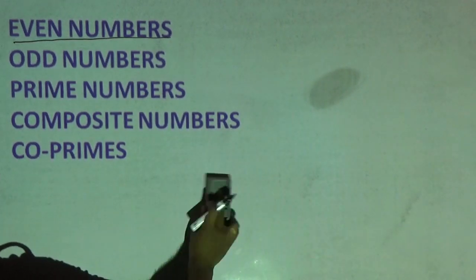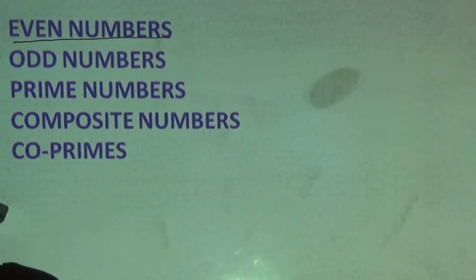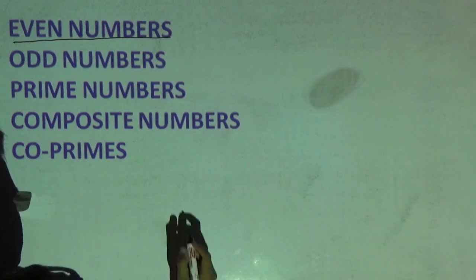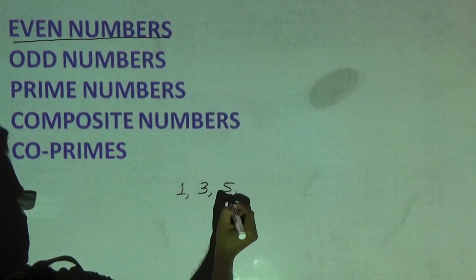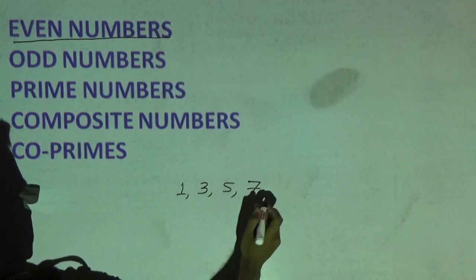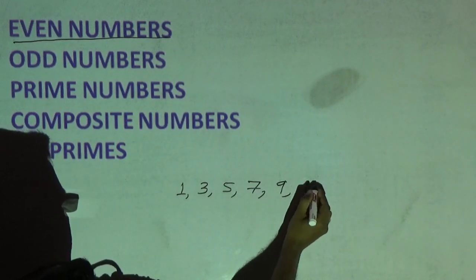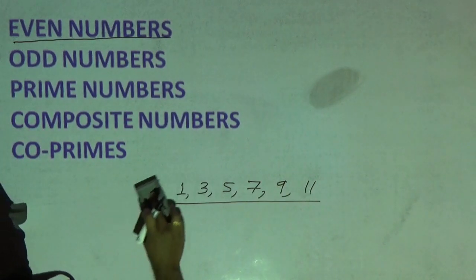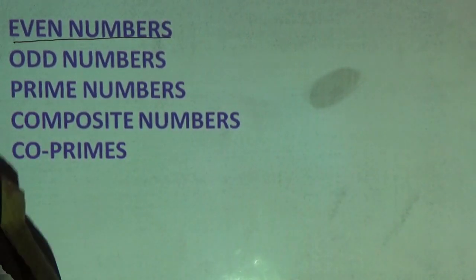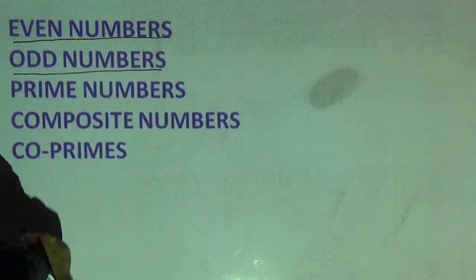Now I am going to tell you what odd numbers are. The numbers which are not divisible by 2 are called odd numbers. The numbers which are divisible by 2 are called even numbers. The numbers which are not divisible by 2 are called odd numbers.